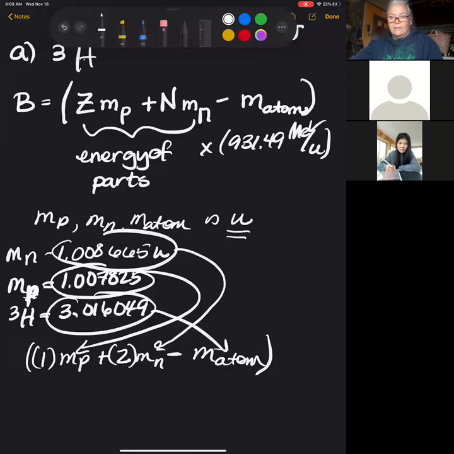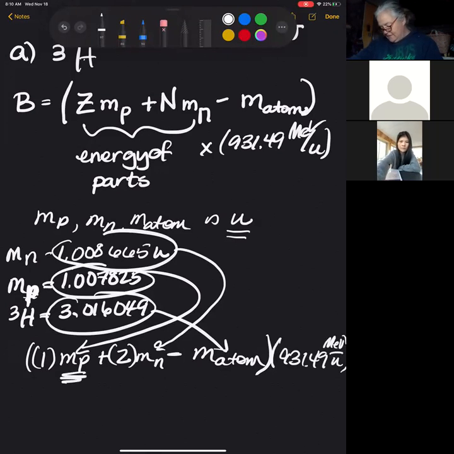Then, since these are all in U's, you need to multiply by 931.49 MeV per U. The U's will cancel because you'll have U's in these masses, and you're left with MeV, which is what the question asked for. So you just multiply all that out. That's pretty easy once you remember it. It's nothing more complicated, but you have to be able to look up the mass of the atom. You don't know that off the top of your head, so you look it up in Appendix C of your book.